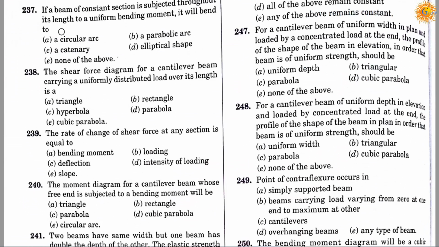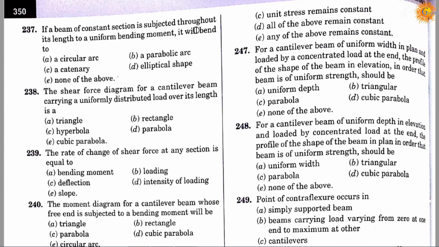Question number 237. If a beam of constant section is subjected throughout its length to a uniform bending moment, it will bend to: option A, a circular arc; option B, a parabolic arc; option C, a catenary; option D, an elliptical shape; and option E, none of the above. Correct answer is A. It will be a circular arc.